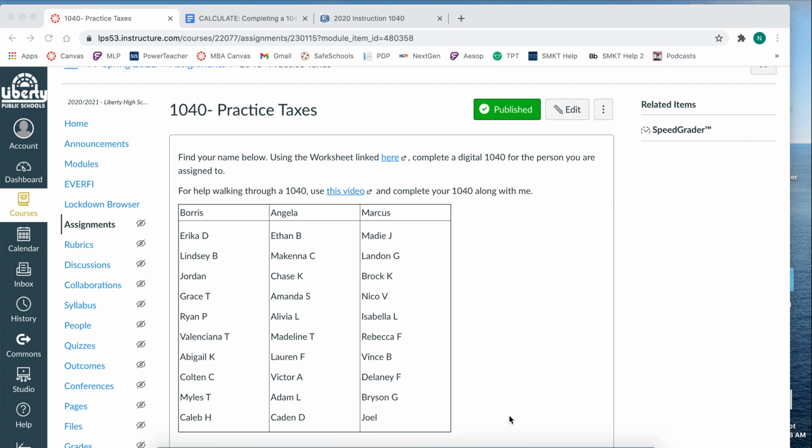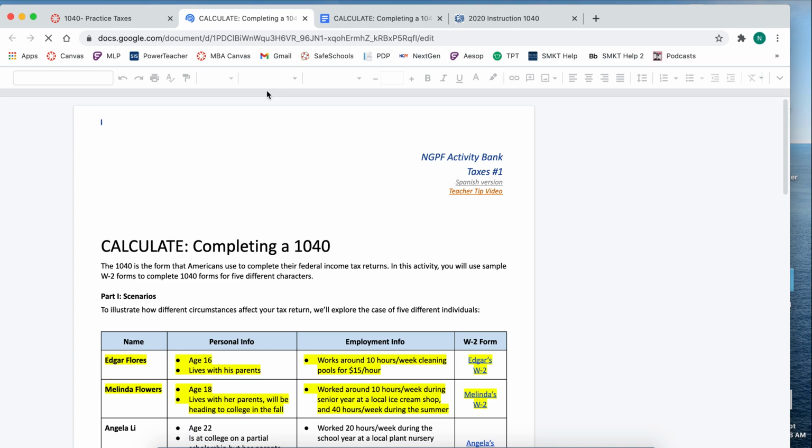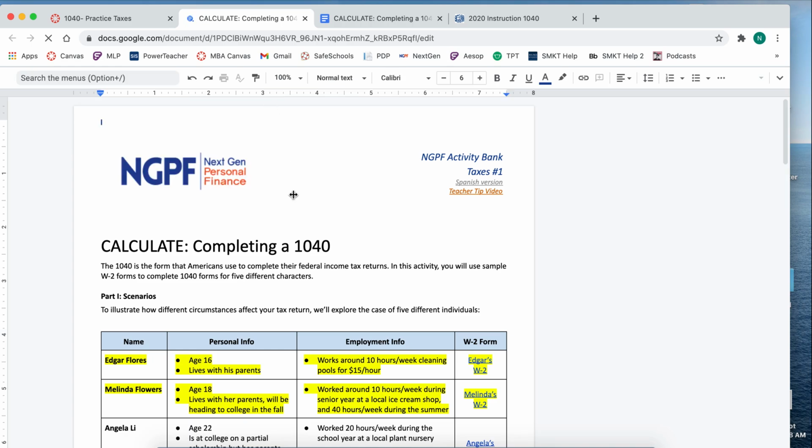Another example on how to do these practice taxes and filling out the 1040 tax document. So you will start by finding your name on the person that you are assigned to. And I am going to pull up our worksheet. Everybody will need this worksheet. You'll need to make a copy of it.